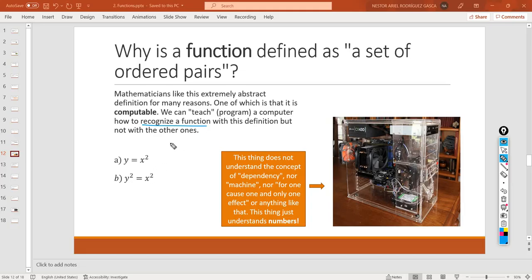So in order for this machine to recognize which of these is a function, what I can do is program the computer to take this equation and assign some values to x. For example, assign the number 1 and get the corresponding value of y. That would be 1. And then I'm going to program the computer to assign any other numbers to the input, and then calculate its output. And the computer is going to come up with a very long list, like so. Here I'm just doing it with integers, but it can be any number.